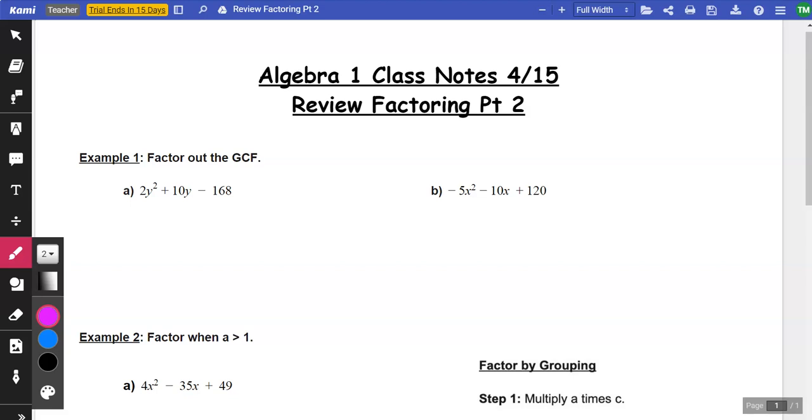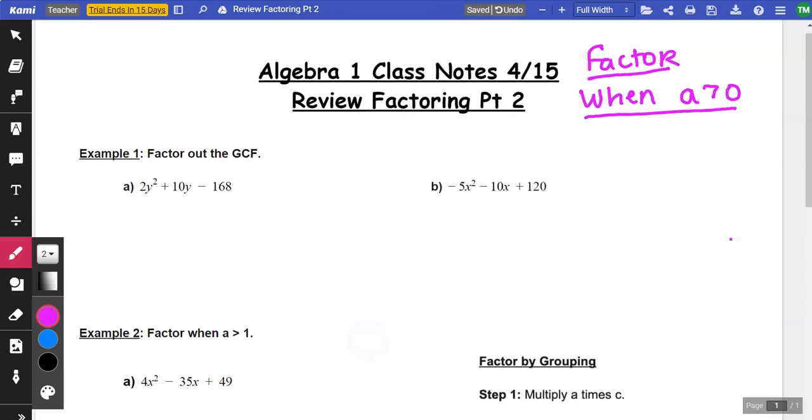So we're going to go ahead and review factoring for one more day before we start solving degree 2 polynomial equations. And what we need to review today is when we need to factor quadratics when a is greater than 0. So there's a couple different scenarios that we need to be able to deal with when we factor, especially when a is greater than 0.